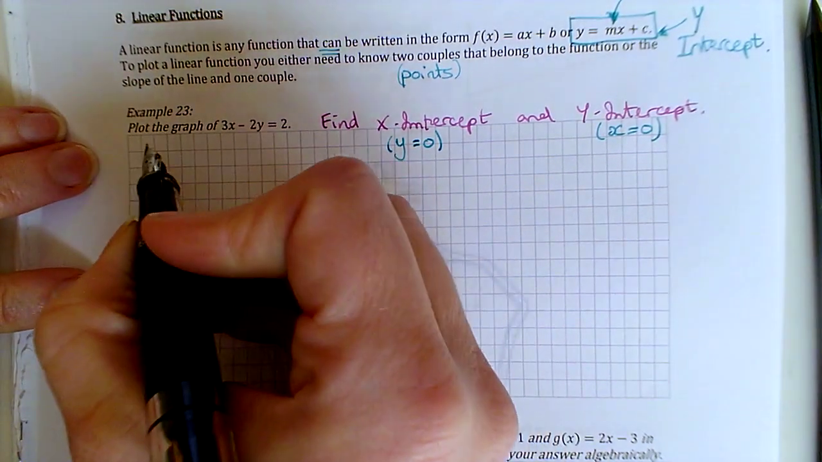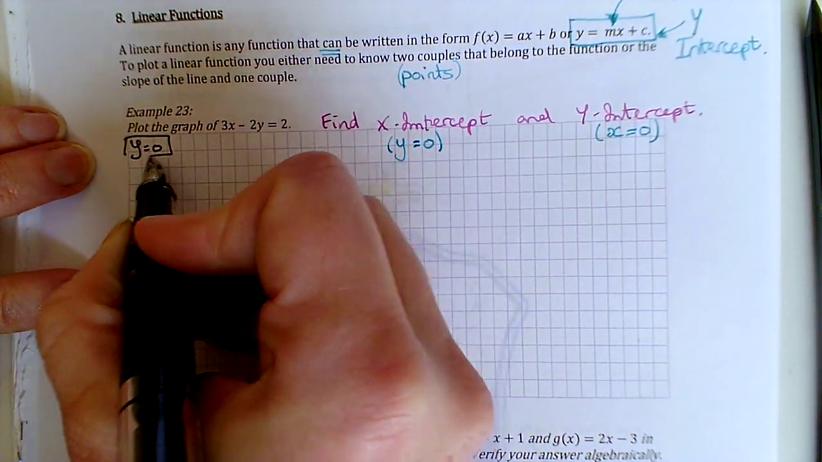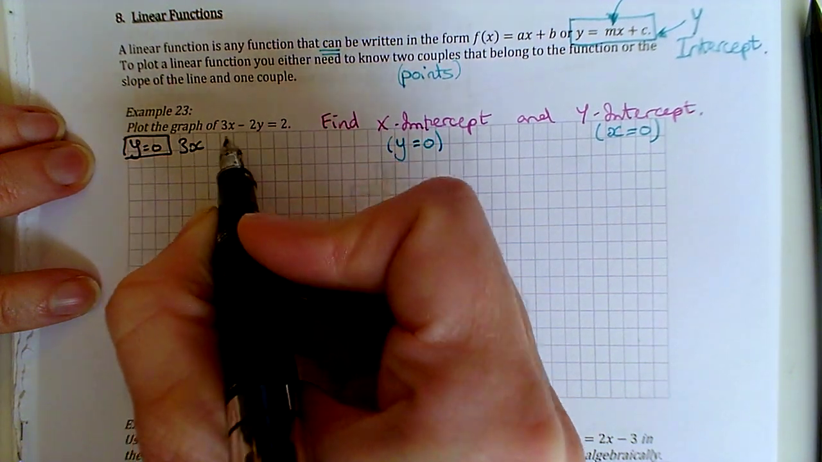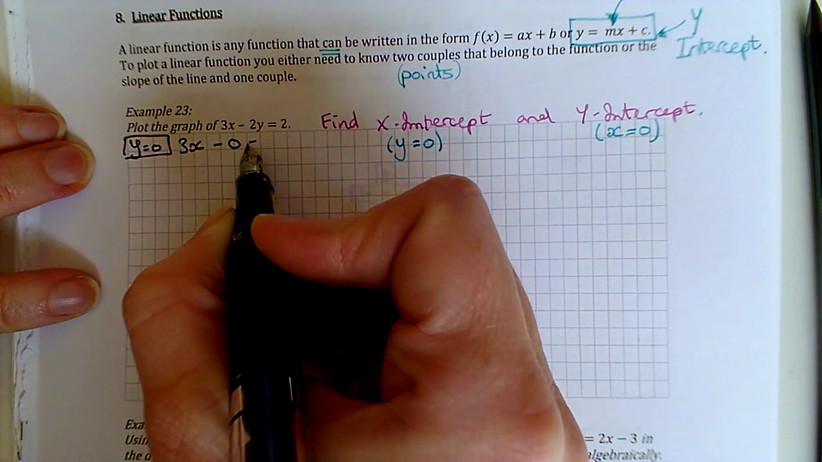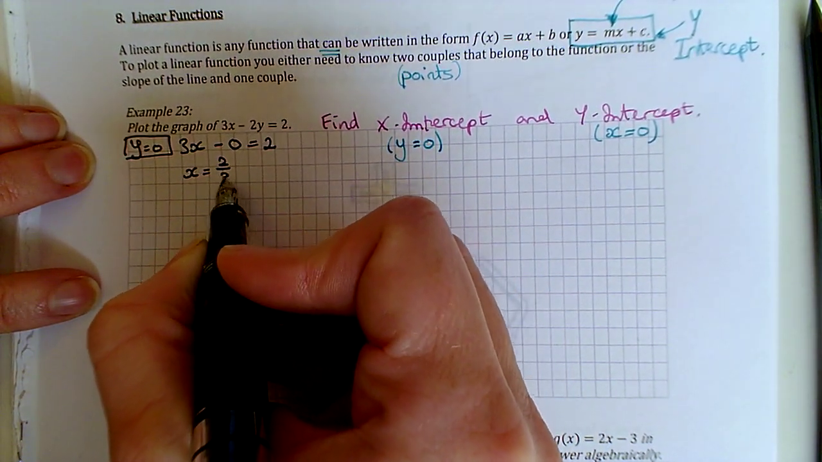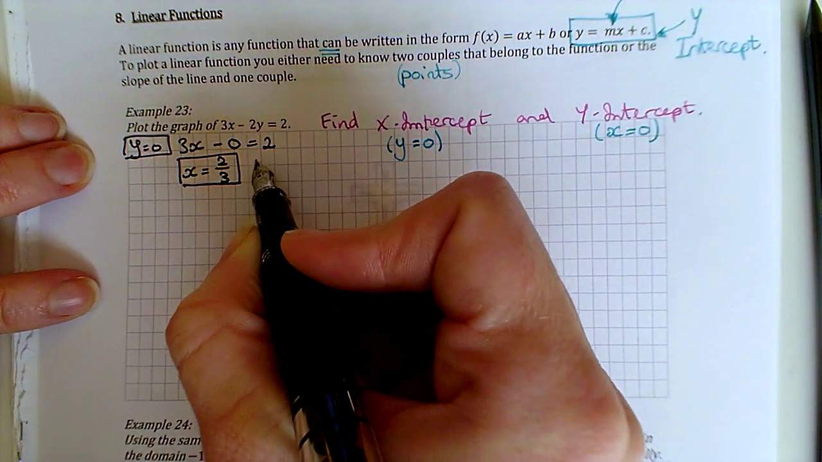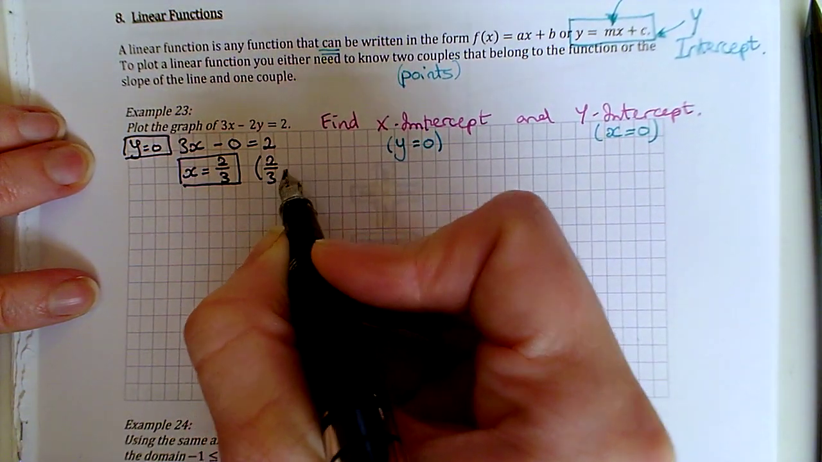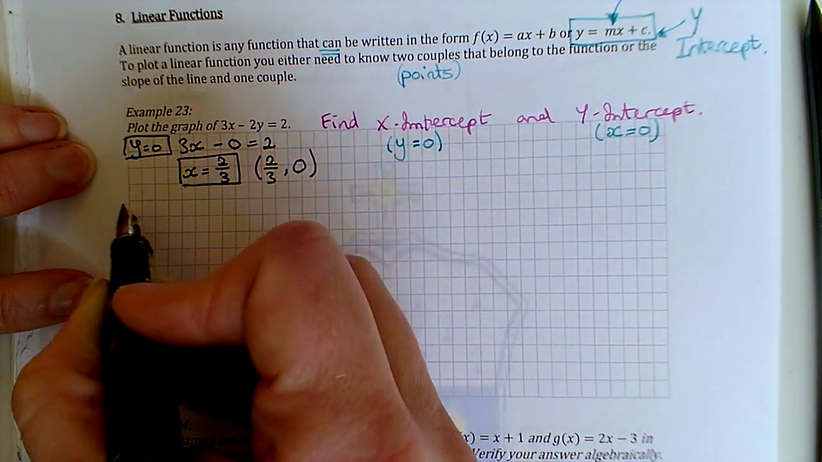So when y is equal to 0, we get 3x minus 2 by 0, which is 0, is equal to 2. So x is equal to 2/3. And our x-intercept is going to be the point 2/3, comma 0. 2/3 is the value for x, 0 is the value for y.